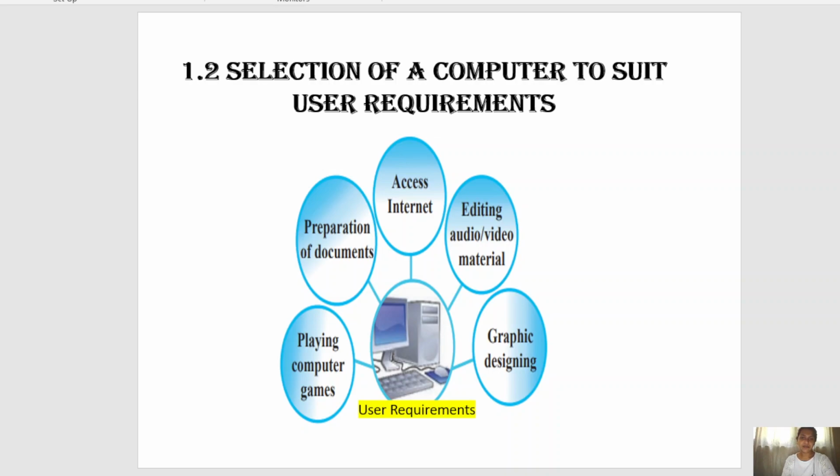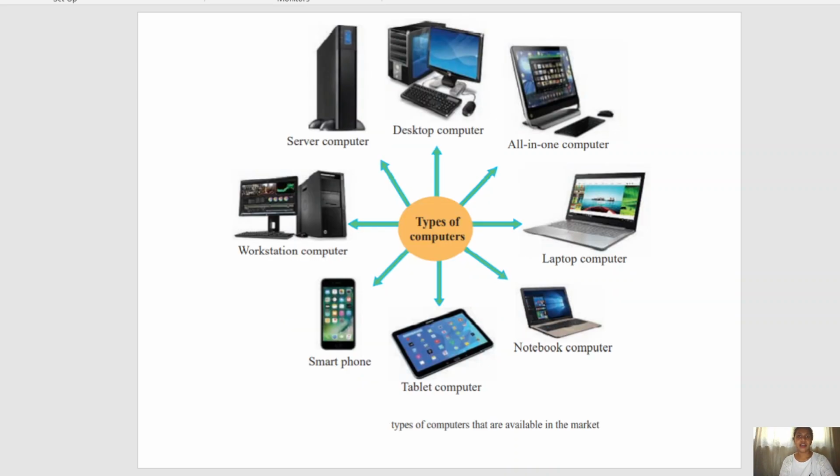According to the different types of users, there are different types of user requirements. For example, playing computer games, preparation of documents, accessing the internet, editing audio materials, and graphic designing are such things. And there are different types of computers organized for the different types of requirements. For example, desktop computers, server computers, workstation computers, smartphones, tablets, notebooks, laptops, and all-in-one computers are different types of computers we use to complete our requirements.